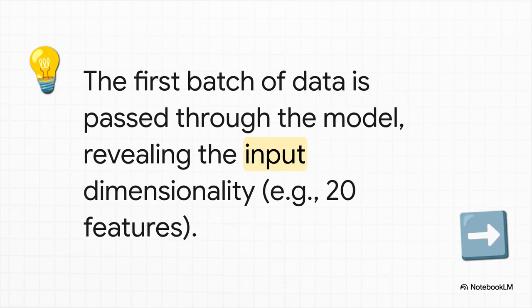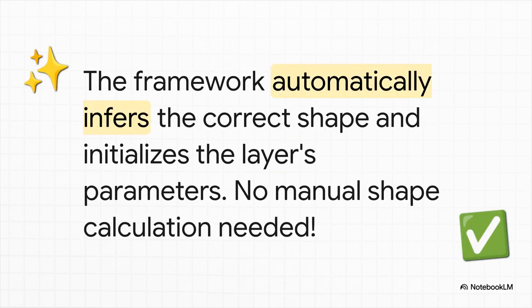And then, the moment of truth. The very first batch of data starts to flow through the network. The framework sees it and goes, aha! So the input has 20 features. Got it. And here's the magic trick.